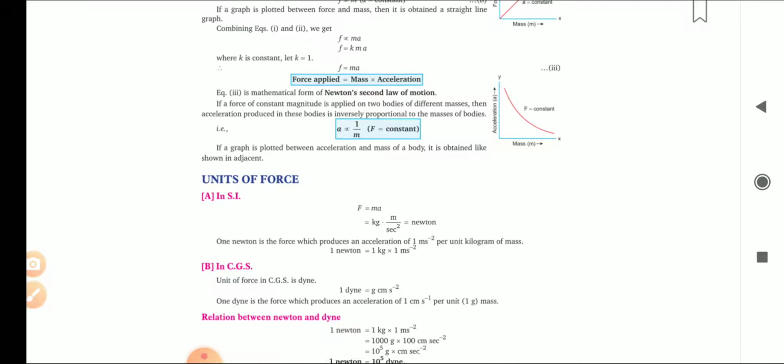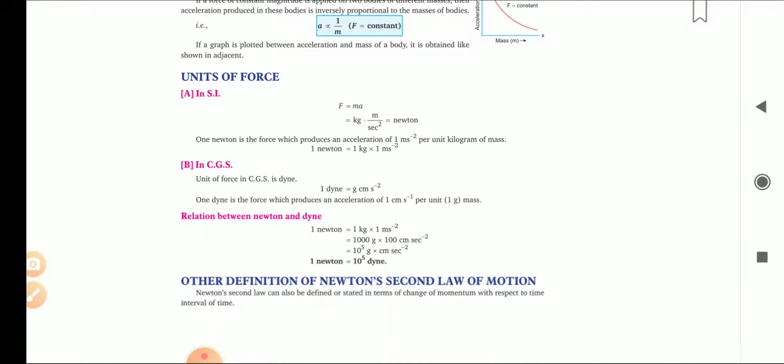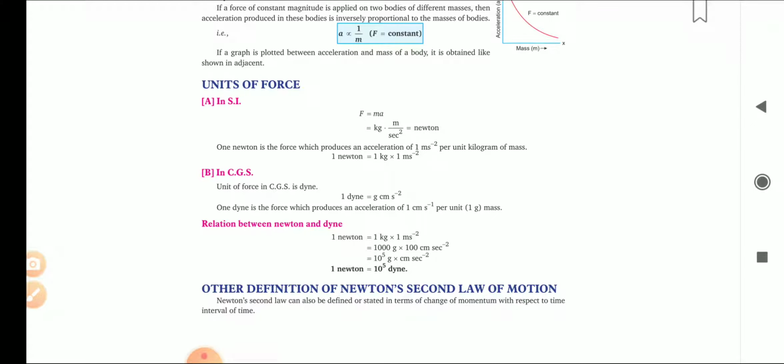Now you see the unit of force. The acceleration unit you already know. Acceleration is the change in velocity per unit time. The standard unit of velocity is meter per second, divided by second, so that is meter per second square. Mass we also know, kilogram. So kilogram meter per second square in SI, that only we call Newton. So 1 Newton is that force which, when applied on a body of mass 1 kilogram, produces in it an acceleration of 1 meter per second square.